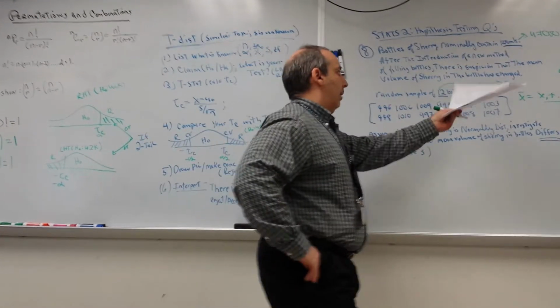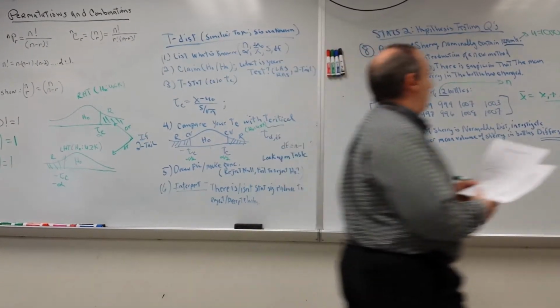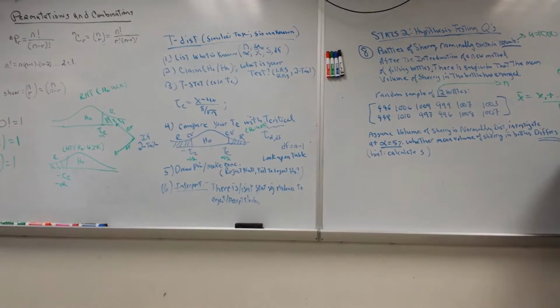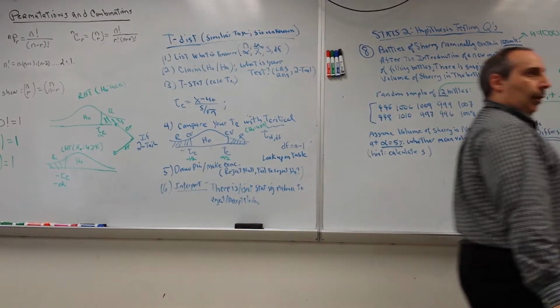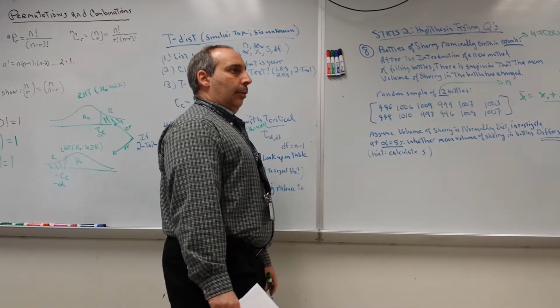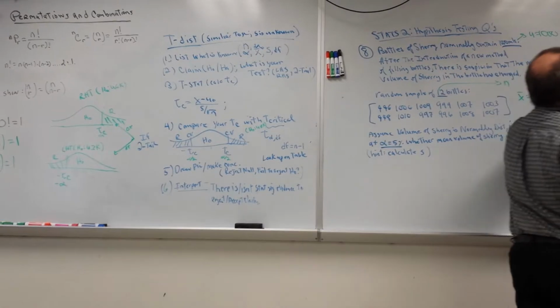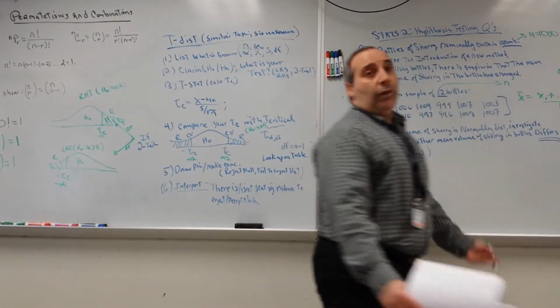Whatever that is, you add them up and divide by 12. Of course, I have the answer: 1003. Everybody okay so far? What's the degrees of freedom thing? The degrees of freedom is the number of samples minus 1. What is it for, though? When you look up on the table.